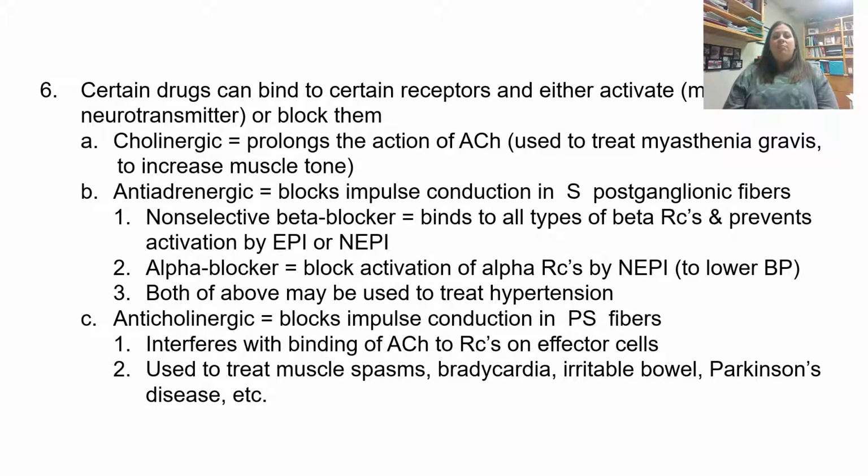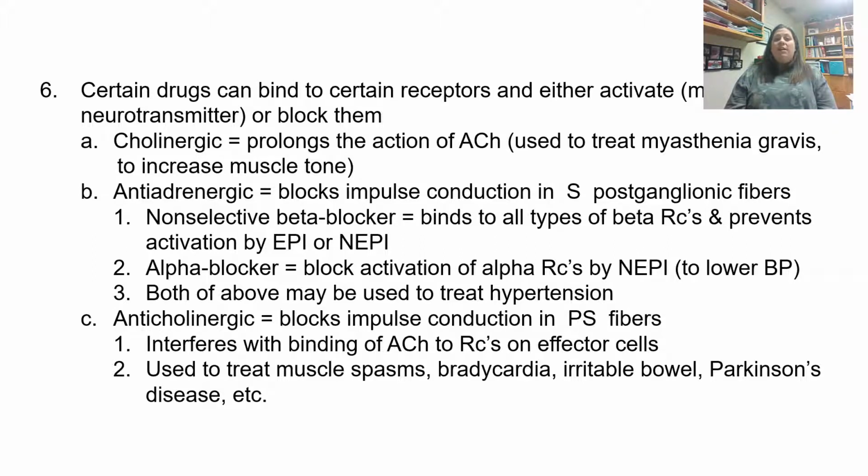Now, certain drugs can bind to certain receptors and either activate or mimic the effects of the neurotransmitter, or they can block them. So when we look at cholinergic drugs, this can prolong the action of acetylcholine. This is used to treat diseases like myasthenia gravis. It causes it to increase muscle tone.